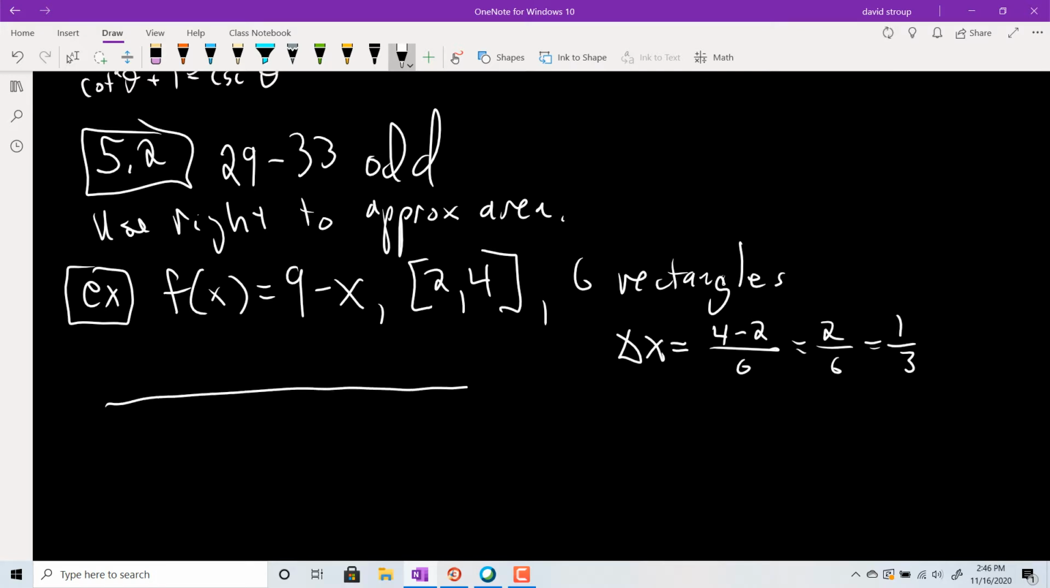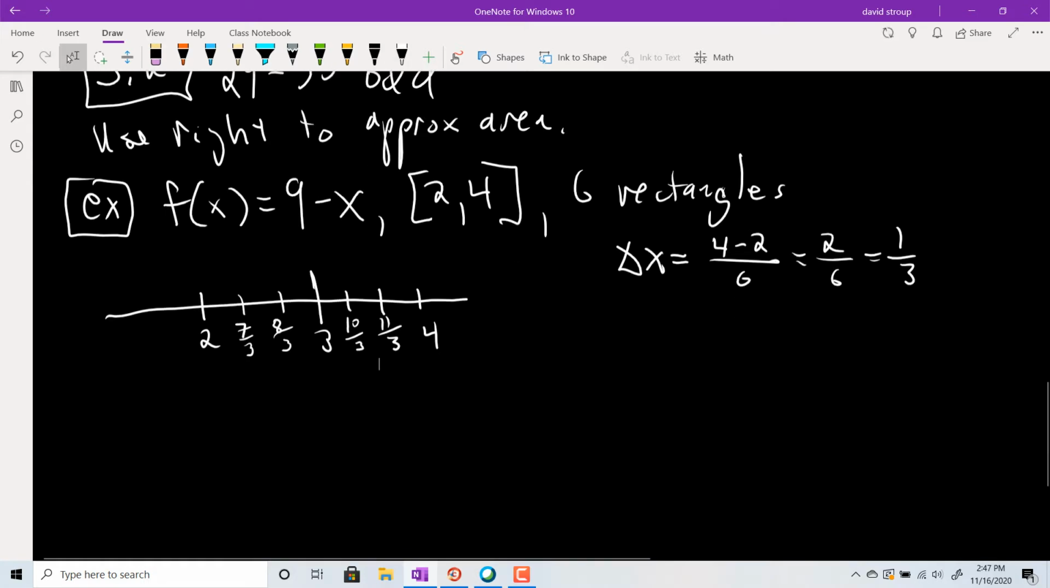I like to draw a picture of at least the x-axis that I'm integrating over. So I'm going from 2 to 4, and I'm going by 1/3. So 2 is the same as 6/3. So this will be 7/3, 8/3, 9/3, 10/3, 11/3, and then 12/3. And hopefully that's 6 rectangles. 1, 2, 3, 4, 5, 6. Yeah, that worked. So this is 6/3, 7/3, 8/3, 9/3, which of course is 3, 10/3, 11/3, and then 12/3, which of course is 4.